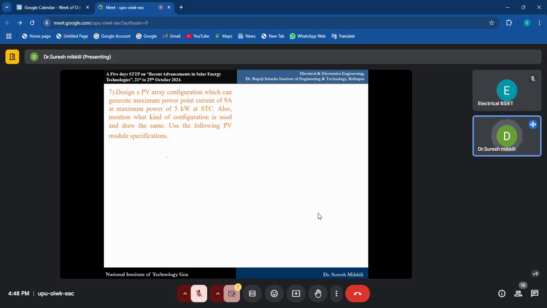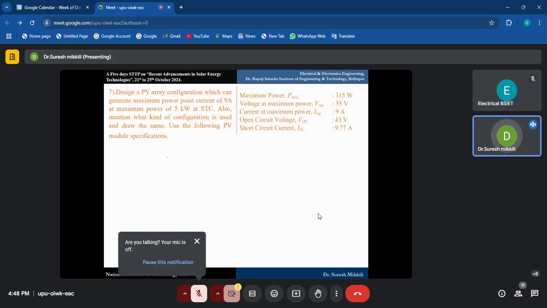Design a PV array configuration which can generate a maximum power point current of 9 amperes, at a maximum power of 5 kilowatt at standard temperature condition. Also mention what kind of configuration is used. The PV module specifications are: Pmax is 315 watt, VMP is 35 volts, IMP is 9 amperes, VOC is 43 volts, ISC is 9.77.